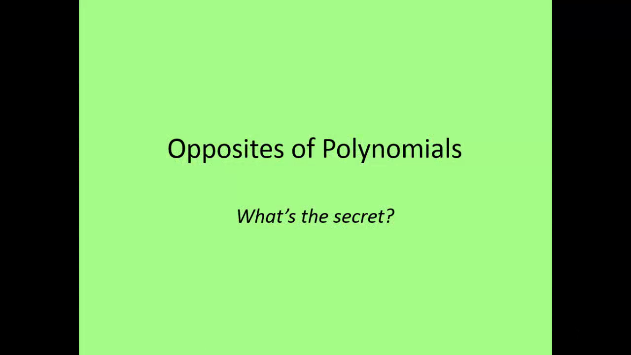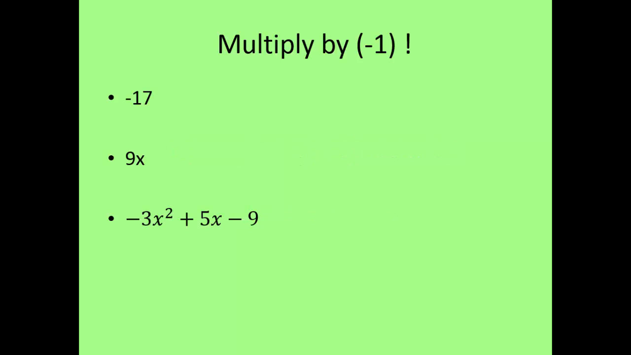If you want to find the opposite of any polynomial, you need to know the secret. This is it. Multiply by -1. -17 is probably obvious. You already know that the opposite of -17 is 17. I'm going to write the answer way over here for just a minute. Well, the mathematical way to find that is to take -1 and multiply it by -17. If you multiply those two things together, you get +17.